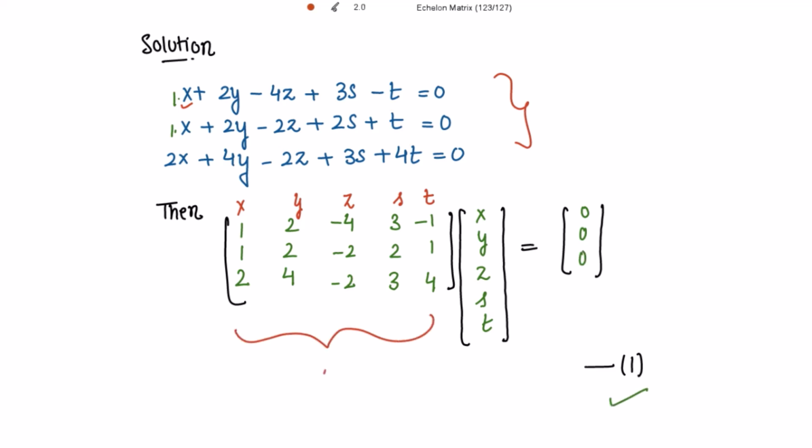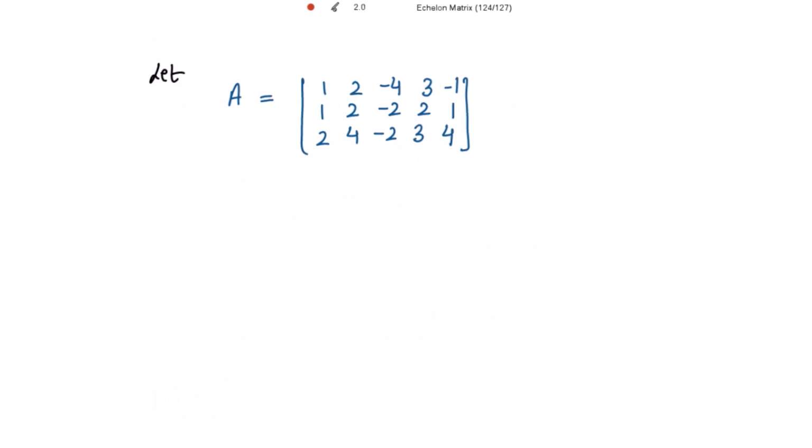Let me name this matrix A, and we need to reduce this matrix to a row echelon form. So this is our matrix A. I have leading entry 1 for the first row. To make this the leading element, I need to make these two entries 0. For that, let's multiply the first row with -1 and add its elements to row 2, and also multiply the first row with -2 and add its elements to the third row.